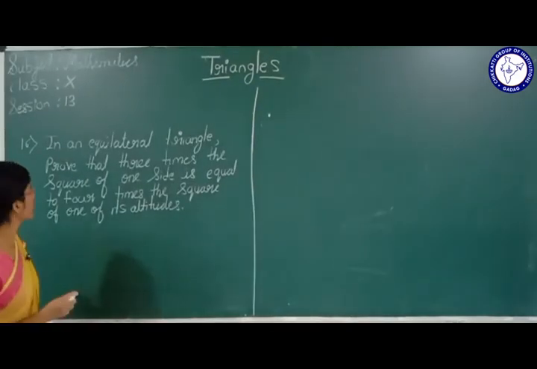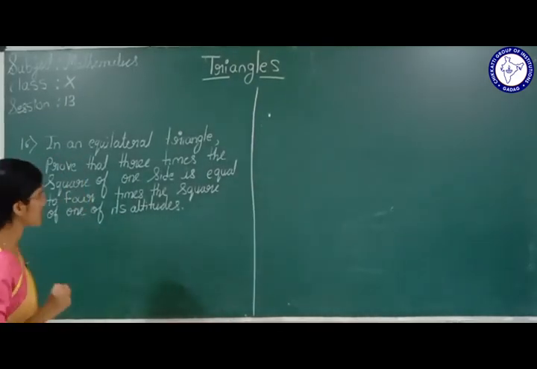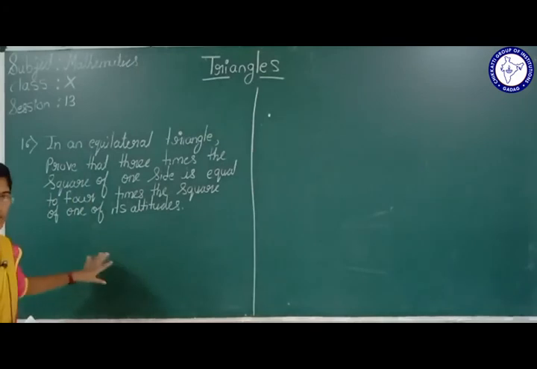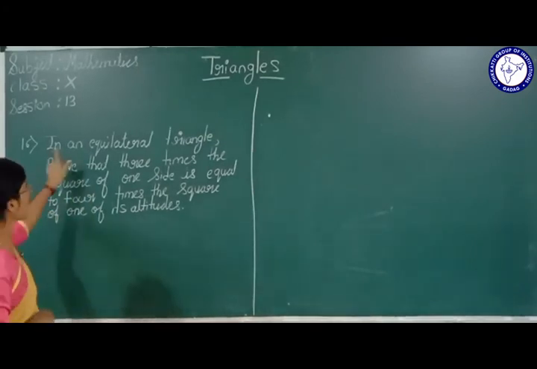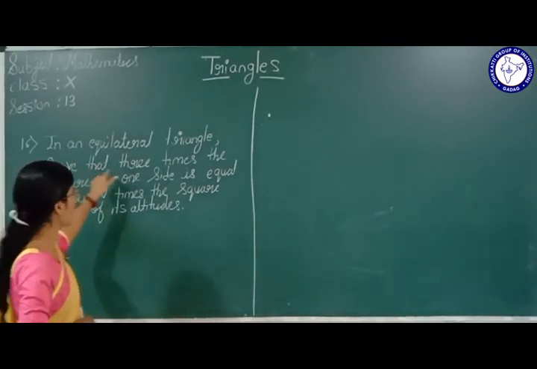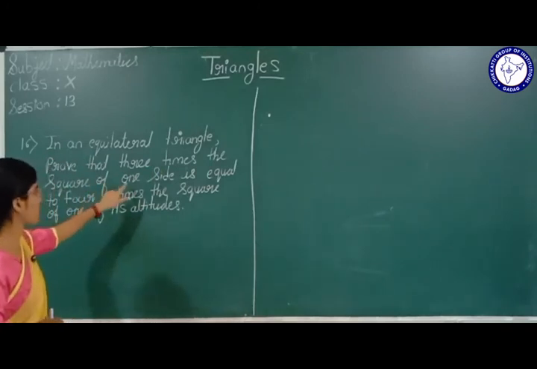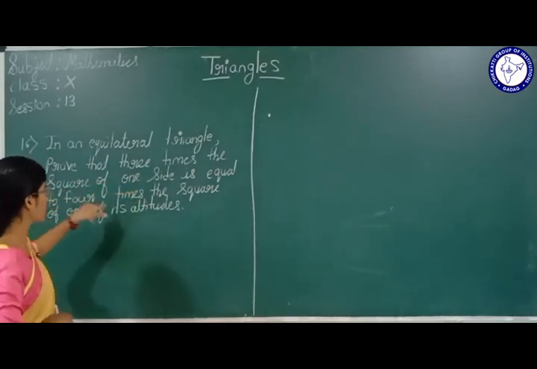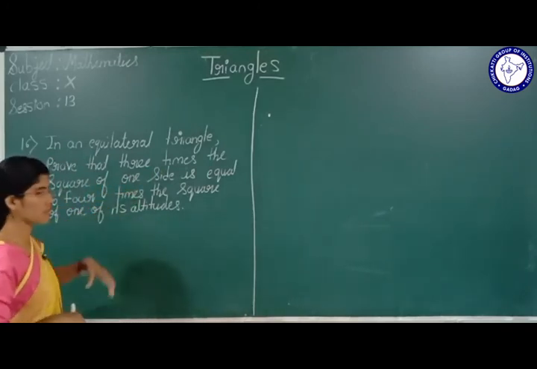Now this is the 16th problem I am going to solve. This is the last one. In an equilateral triangle, prove that 3 times the square of one side is equal to 4 times the square of one of its altitude.